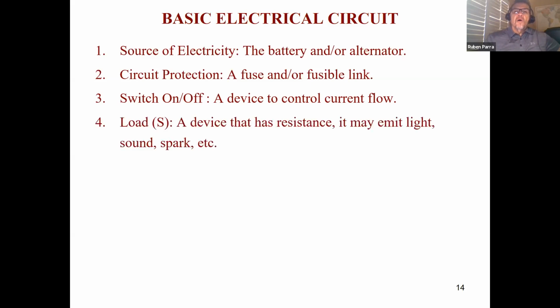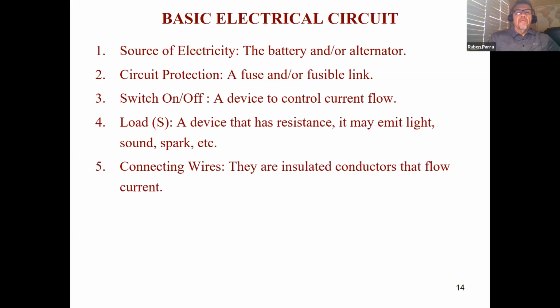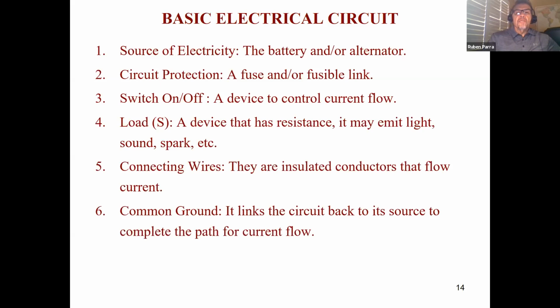We have a load. Something has to use up the power. We have to have a load in the circuit, or else the circuit will short circuit, right? You can't have a non-loaded circuit. We have wires or conductors, typically insulated conductors. We have a common ground that links back to the source. So we have these 6 requirements of a practical electrical circuit, okay? So think about that.